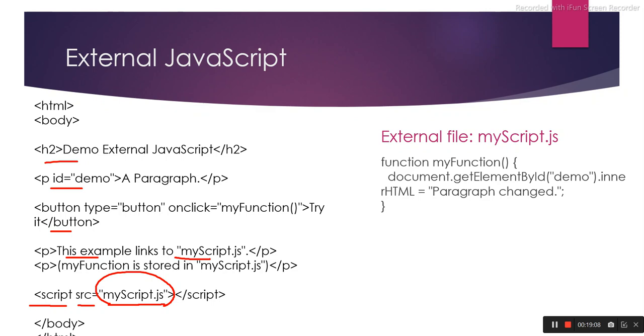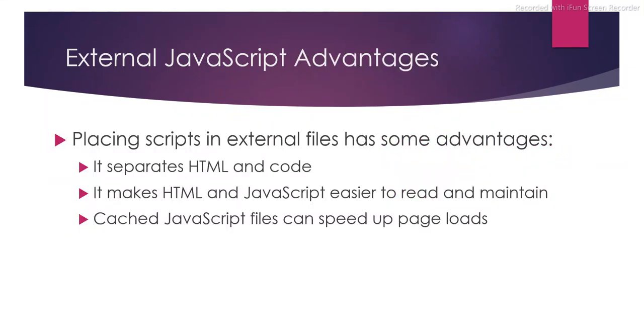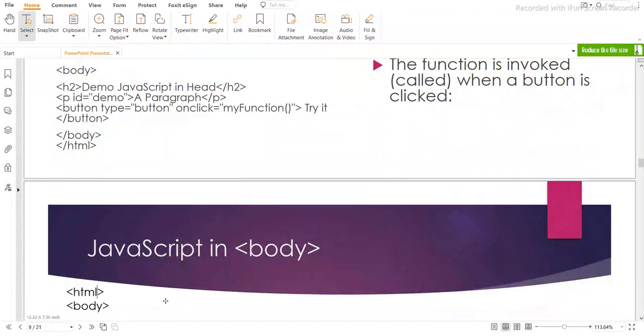That separate file is called myscript.js. You write all the scripts in a separate file and include that file here. That's it, the procedure is very simple. Write all the functions in JavaScript in myscript.js, then include that file name here, script src equals myscript.js. Now let us do this and see whether we get the output.